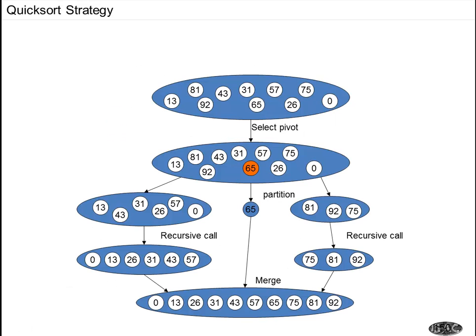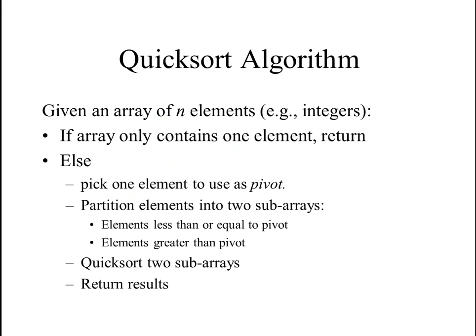Now, let us assume that you are given an array of n elements which are integers. If that array has only one element, then there is nothing to do, because every array in the world with one element is always a sorted array. If the number of elements in the array is more than one, then you have to do something. First, pick one element to use as a pivot.